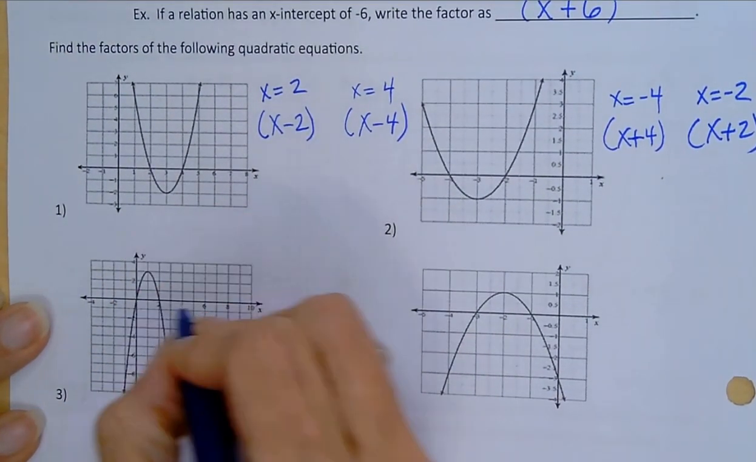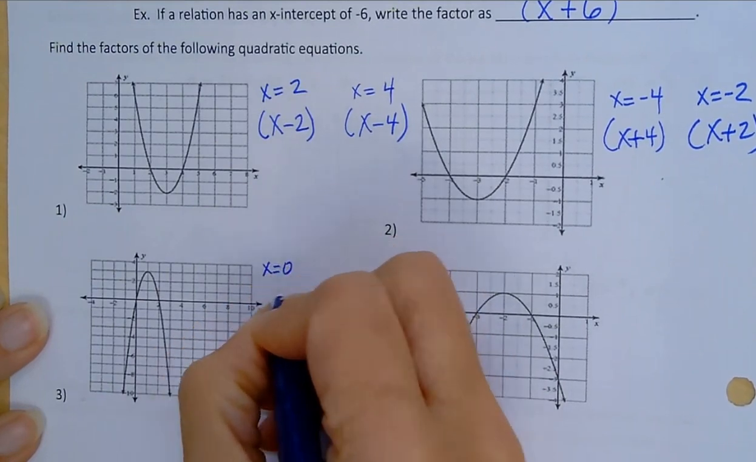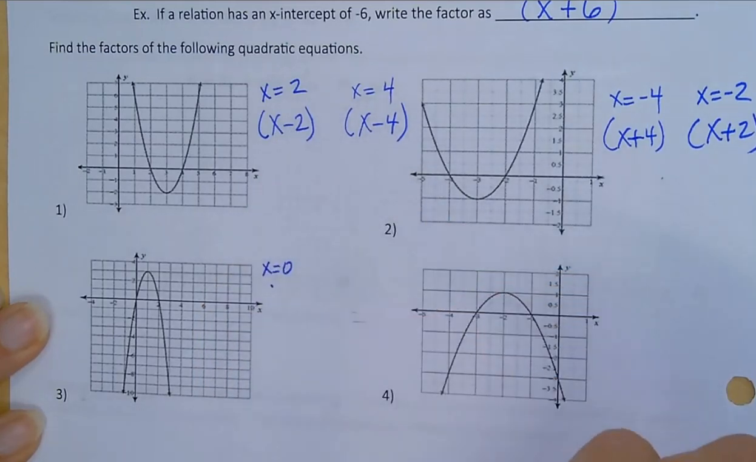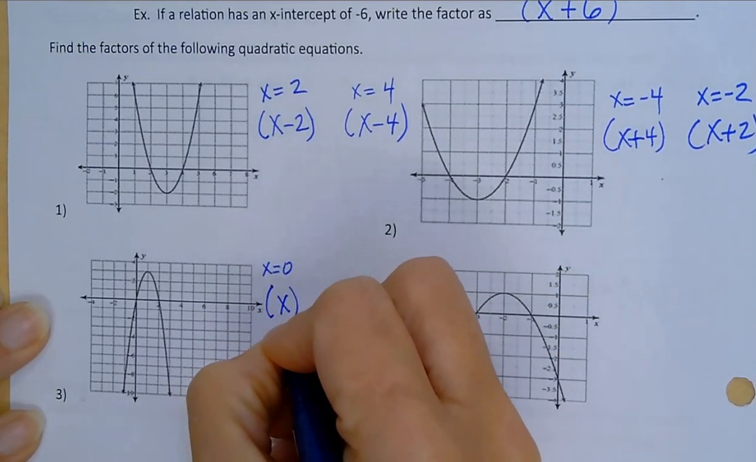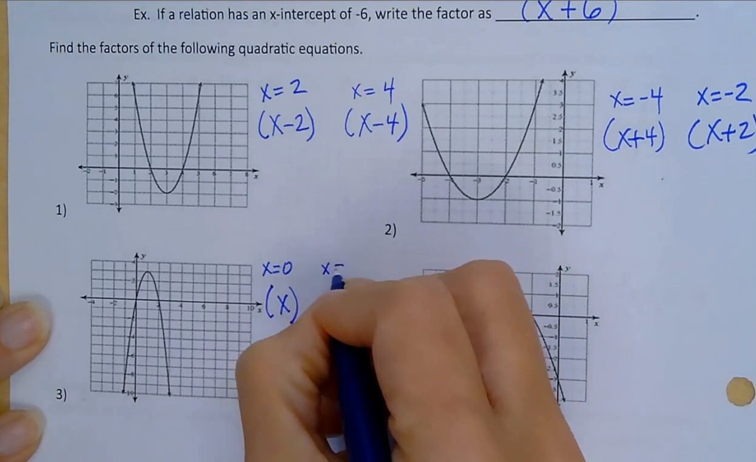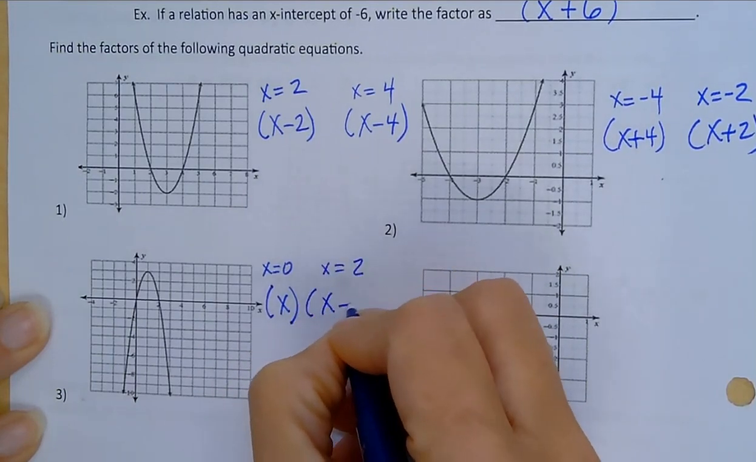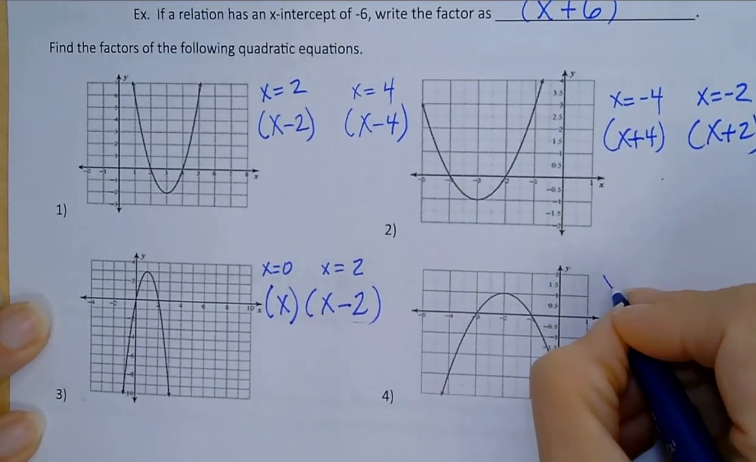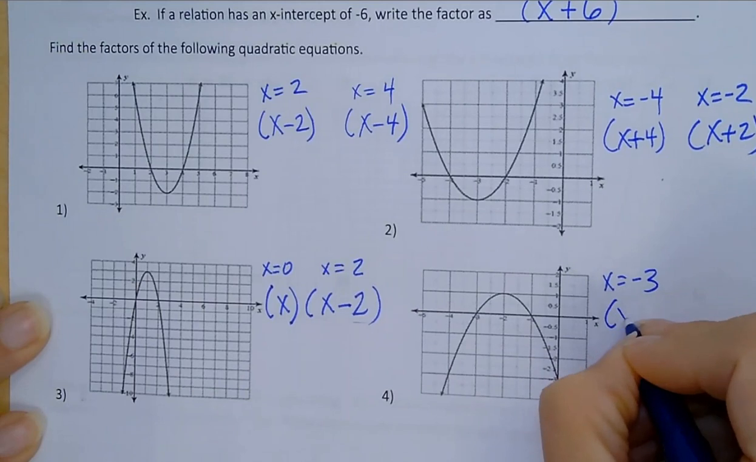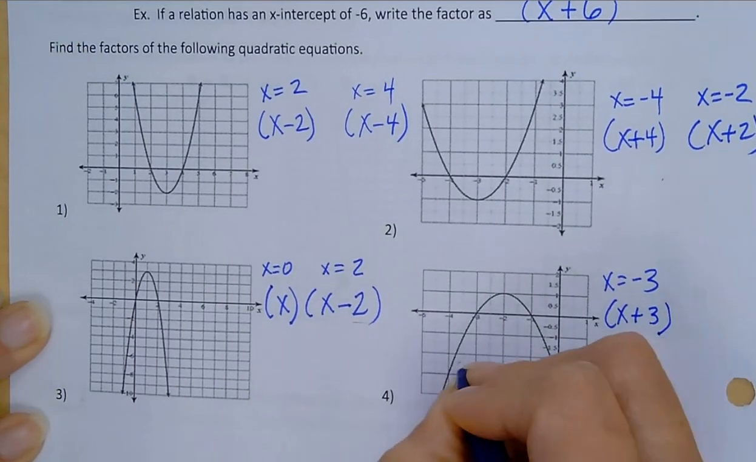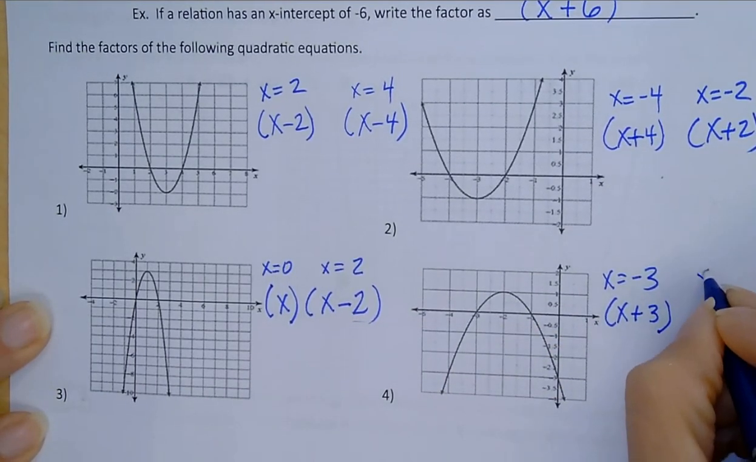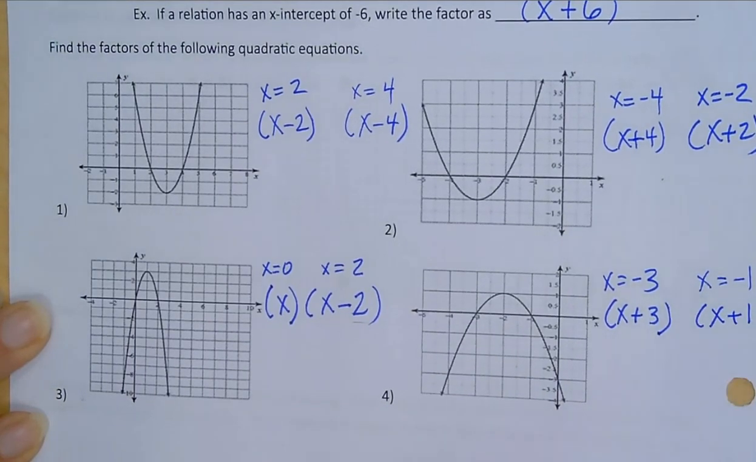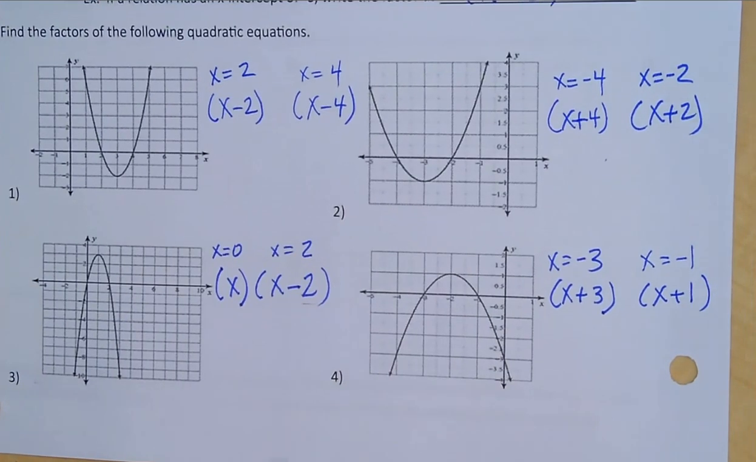Okay, over here, I have a spot at x equals 0, so that means that my factor is going to be either x plus 0 or x minus 0, which we don't write. It's just going to be x as one of my factors. The other one is x equals 2, so I'm going to say that this is x minus 2. And here I have x equals negative 3, which means my factor would be x plus 3. And here I have x equals negative 1, which means my factor would be x plus 1. Oops, x plus 1, sorry, couldn't quite see that.